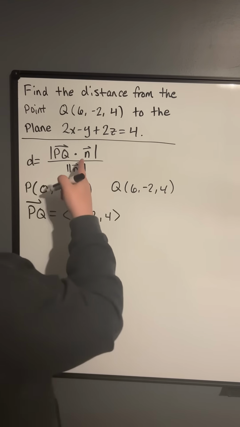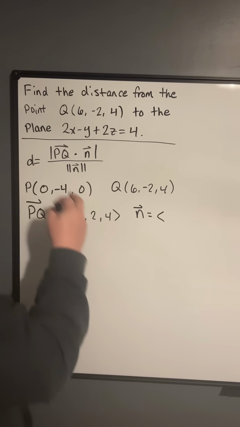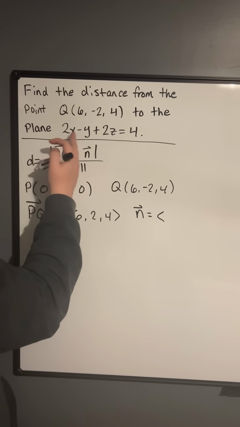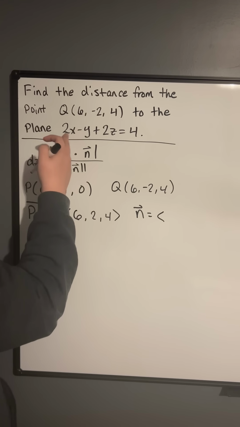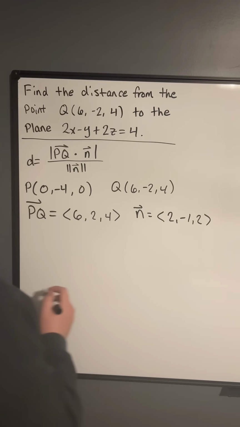Now what we also need is the normal vector because we have to do the dot product with it. The normal vector we get from the equation of the plane. With the form that it's in, the normal vector is just going to be the coefficients of x, y, and z. So it's going to be 2, negative 1, and 2 for our case.